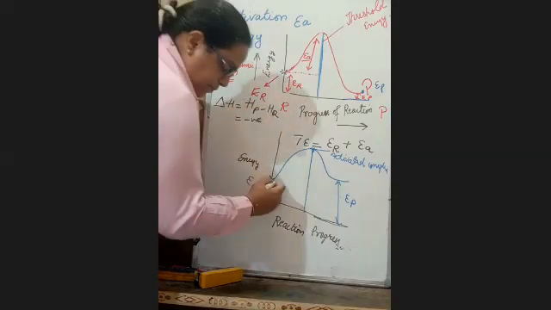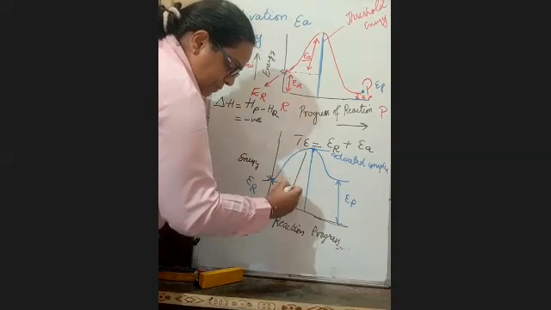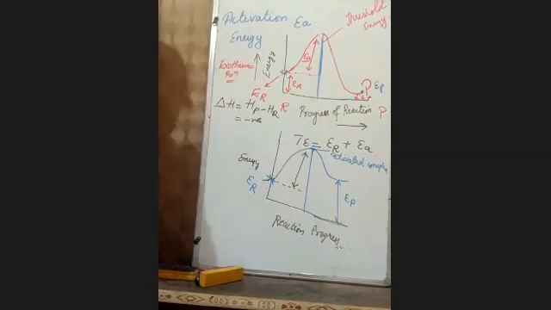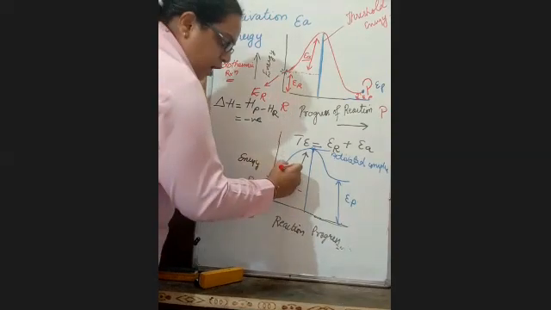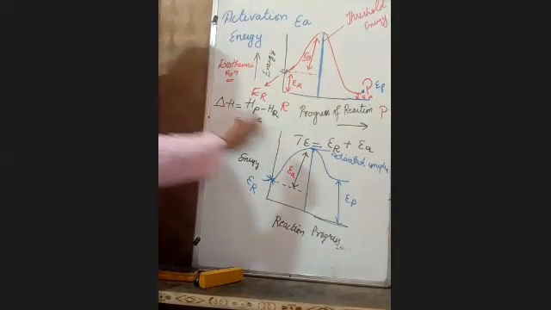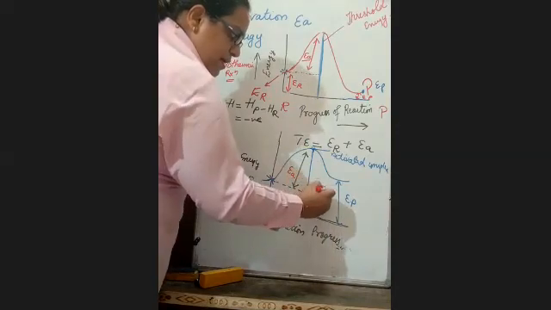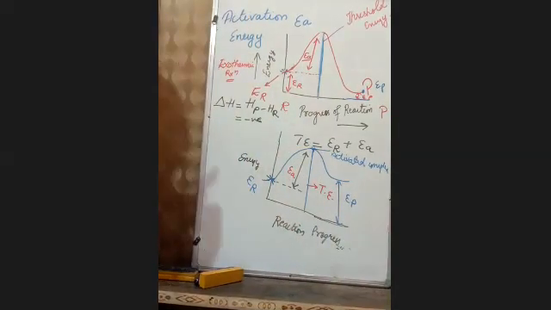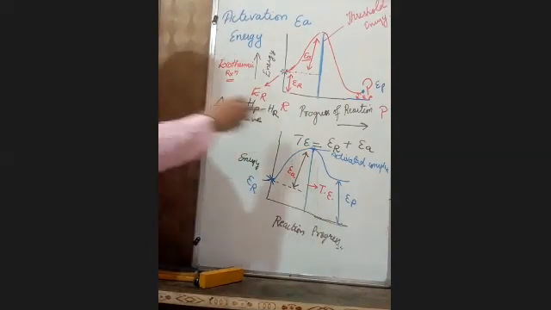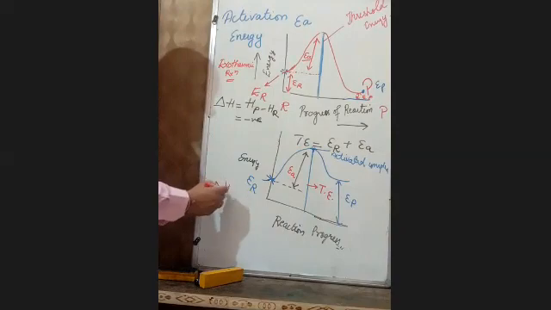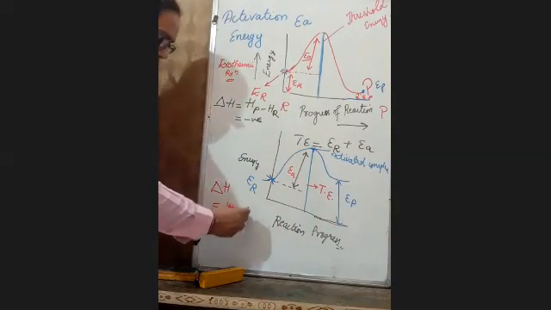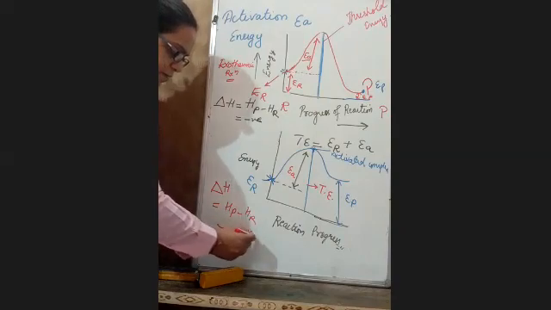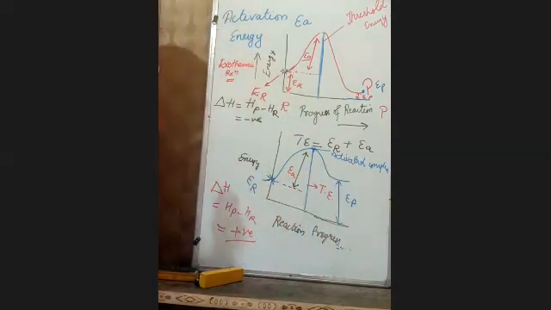And this much amount, what is it? It will be your activation energy. And this blue line represents your threshold energy. Dear students, if I say calculate delta H for this, delta H will be HP minus HR, which will be positive. Because here the product energy is greater than the energy of reactant. Okay? It is for endothermic reaction.